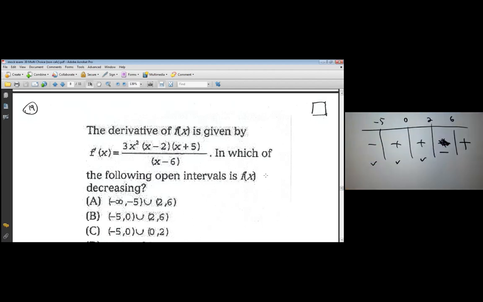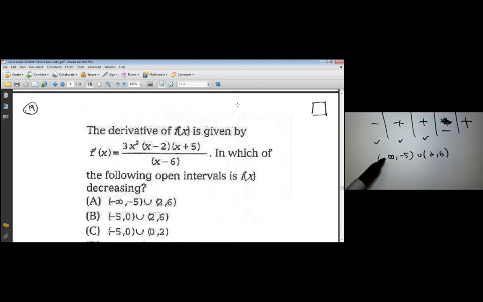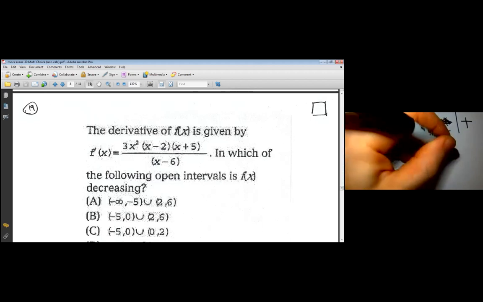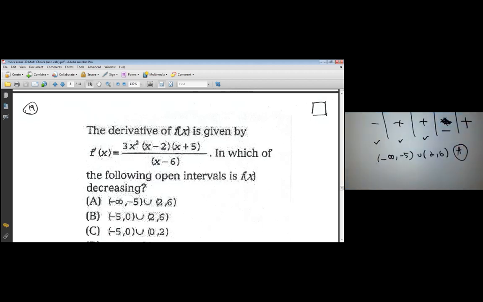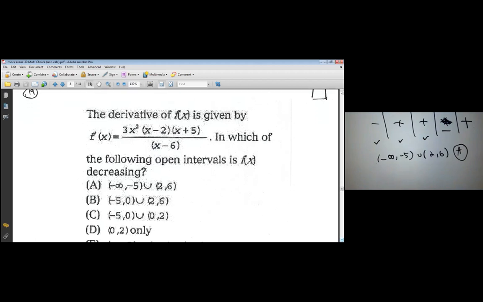All right, so with all of that in mind, what do we want? The intervals of decrease. So that would be negative infinity to -5 and 2 to 6. So what? Choice A? For 19, choice A. Any questions there, guys?